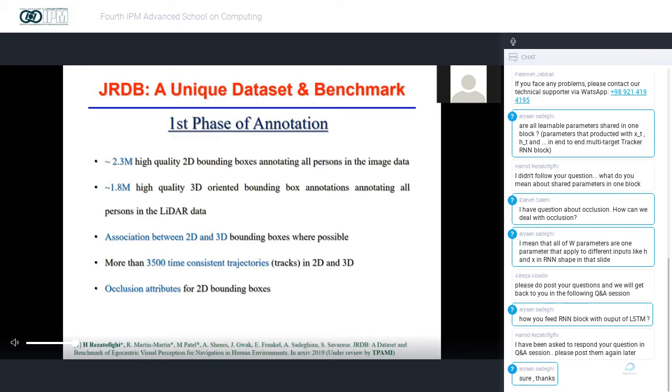We have more than 3,500 time consistent trajectories, which makes it one of the biggest person tracking data sets. And we have around four benchmarks: 2D tracking, 2D detection, 3D detection and 3D tracking for pedestrians or persons.